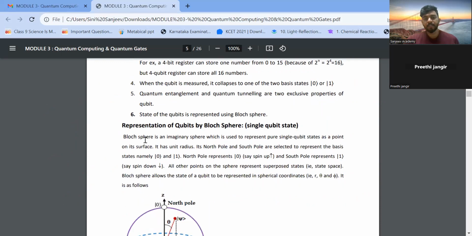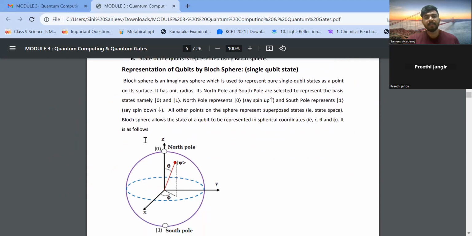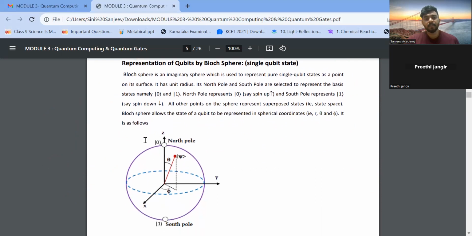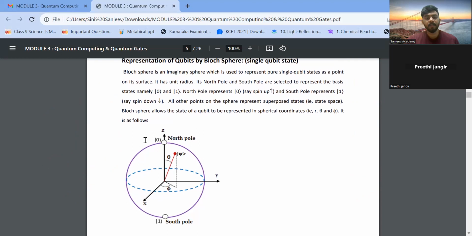Now coming to this, there is something called the Bloch sphere. That is the state of the qubits. So here we have the Bloch sphere, the sphere you can see. The state of the qubit is represented in the Bloch sphere. We have the North Pole, which represents 0. Just see the diagram. No need to read the theory; seeing the diagram only, we'll be able to explain everything.